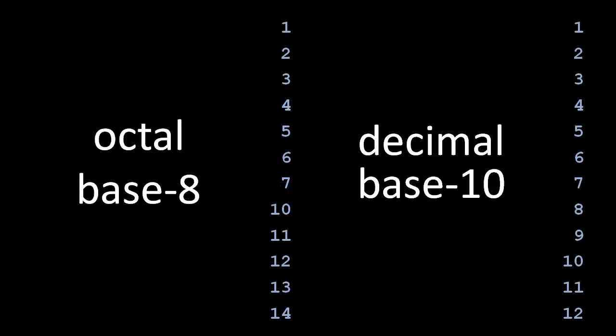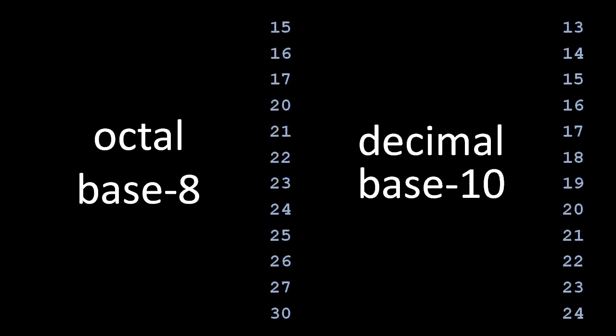This is certainly confusing after a lifetime habit of using decimal. It's just very difficult to look at 10 and not immediately think ten. To make what's going on totally clear, here we're counting in both decimal and octal side by side. As you can see, the quantity which we call 12 in decimal is in octal expressed with the digits 14.